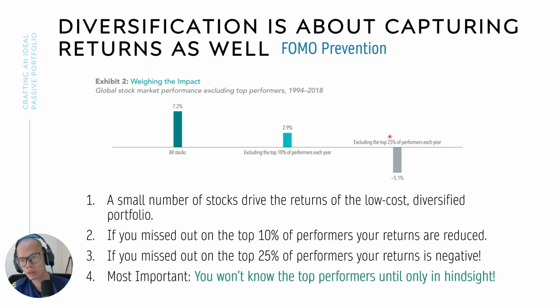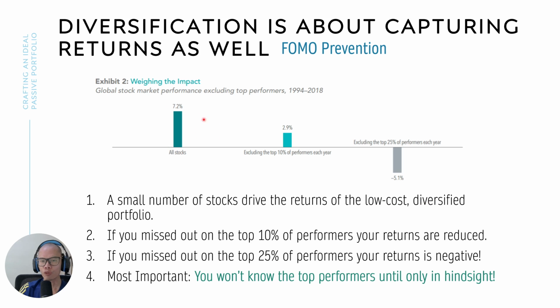Okay, now diversification, most people look at it as risk management, but what is seldom talked about is that diversification is also about capturing returns, and it's about FOMO prevention in a certain way. Now this illustration comes from Dimensional. It's their research on global stock performance if we include and exclude the top performers. The underlying message is that a small number of stocks drives the returns of a low-cost diversified portfolio.